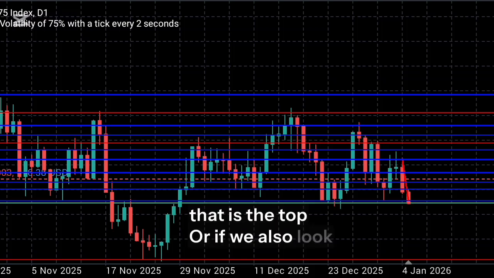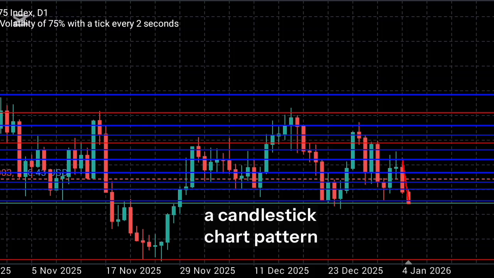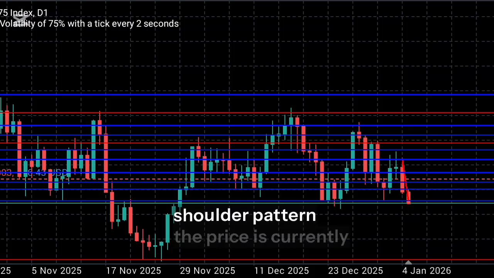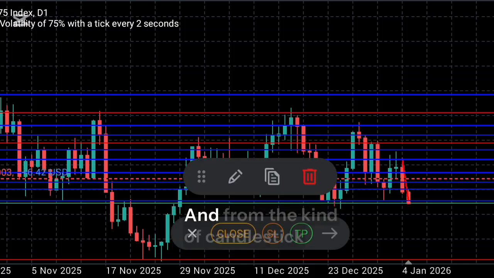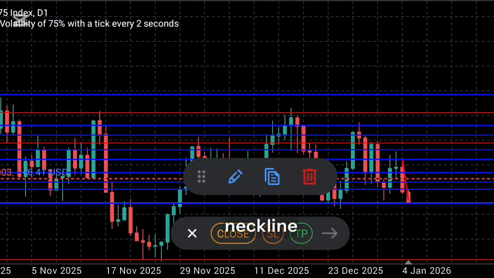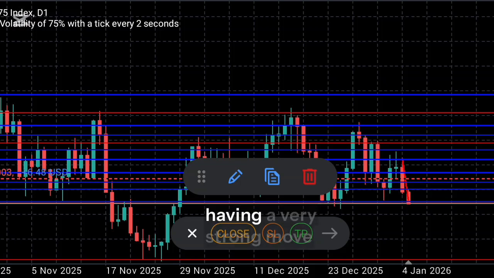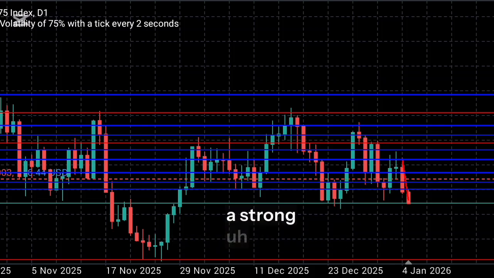But we can also see a candlestick chart pattern called the head and shoulder pattern. In the head and shoulder pattern, the price is currently trading at the neckline, and from the kind of candlestick we are seeing at this particular neckline, we can see that the market is actually having a very strong move in the downward direction. So we have a strong desire for this.